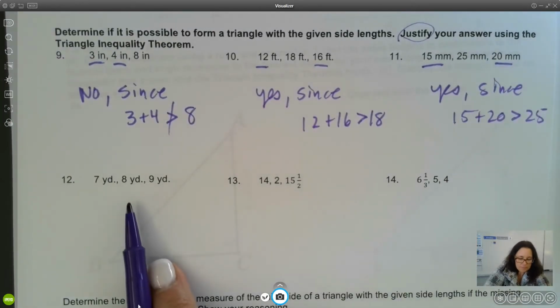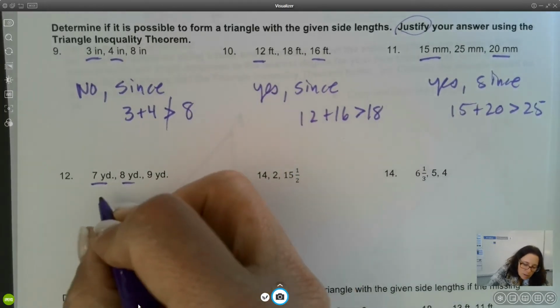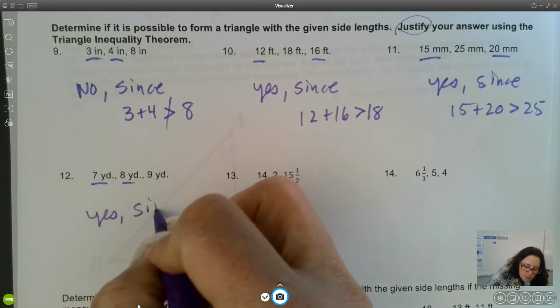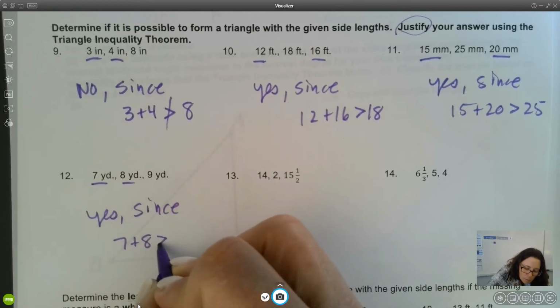Okay, this guy, the two smallest, 7 and 8. 15 is bigger than 9, so yes, since 7 plus 8 is bigger than 9.